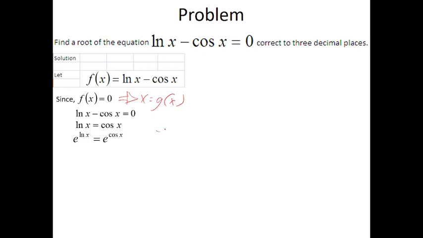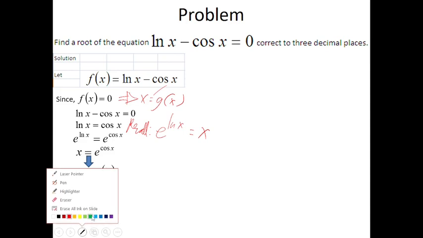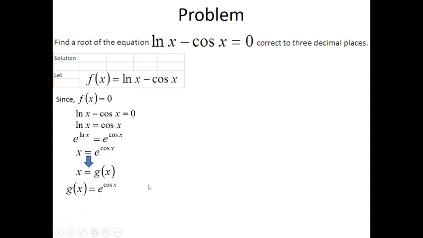So what is e to the power of ln x? That is x. No? So recall your calculus. So that is x equals e to the power of cosine x. Okay? And then, this is now x equals g of x. Ayan. Yan na yung x equals g of x. Ang g of x natin is e to the cosine x. So, g of x equals e to the cosine x.